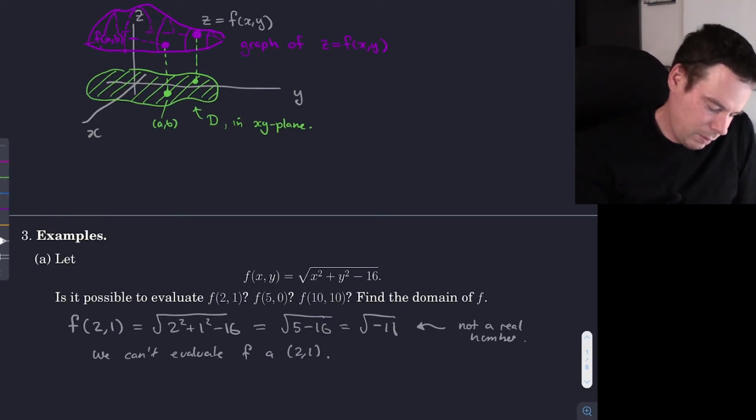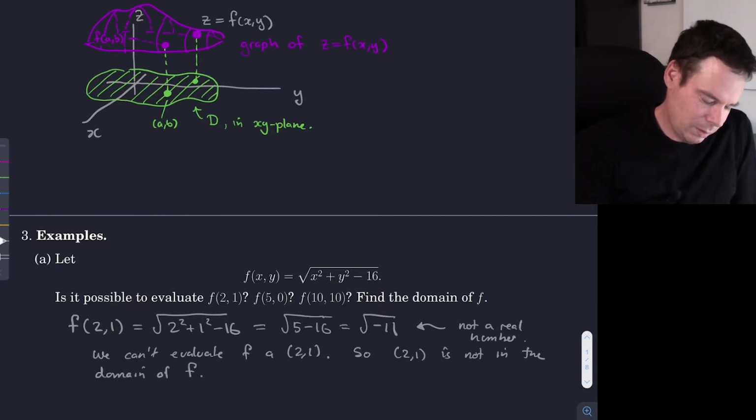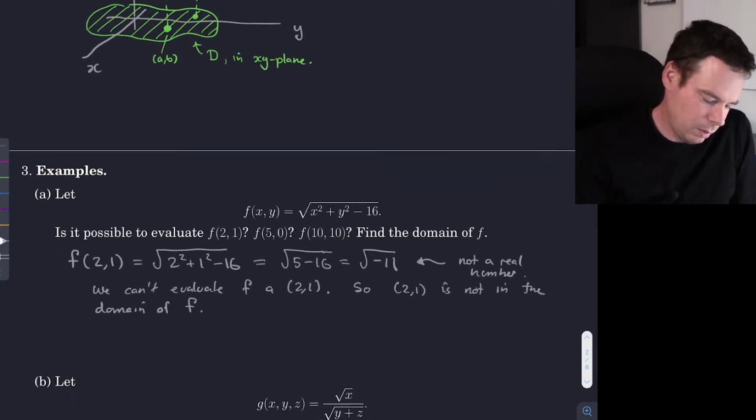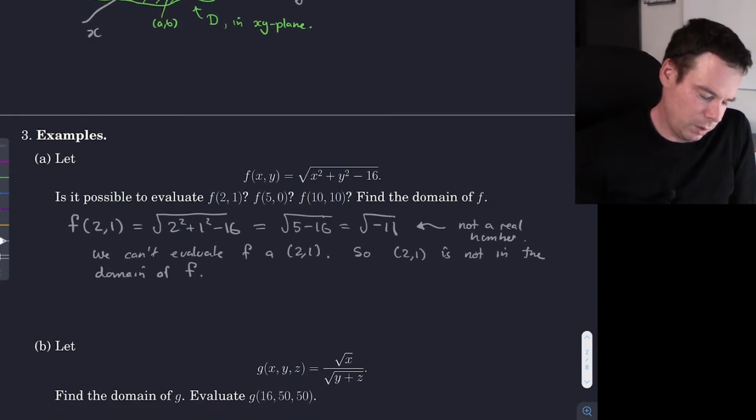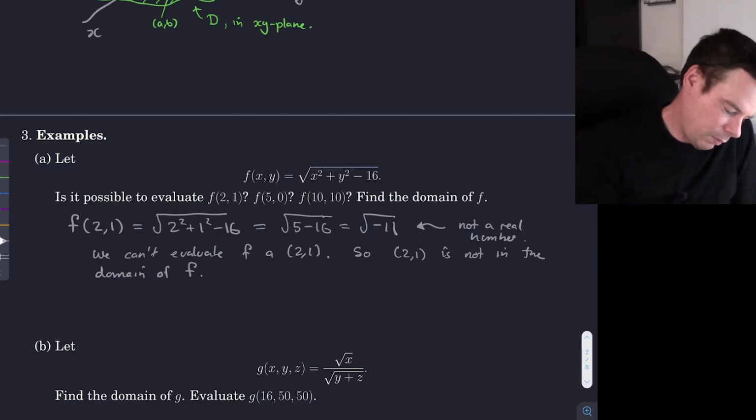Alright, so that means that 2 comma 1 is not in the domain of f. The domain of f would be the set of all things we can plug into it and it will make sense to evaluate, but we can't plug 2, 1 into it because what comes out is not a real number. So that's not in the domain. Let's have a look at some other ones.